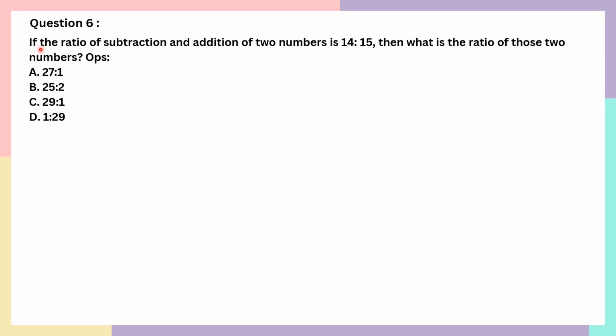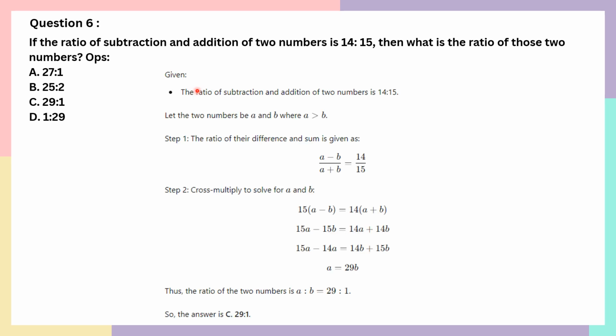Now let's see question number 6. In question 6, if the ratio of subtraction and the addition of two numbers is 14 to 15, then what is the ratio of those two numbers? Here the ratio of the subtraction of two numbers and the addition of two numbers is given, and we have to find those two numbers. Have you understood the question? Now let's see the solution.